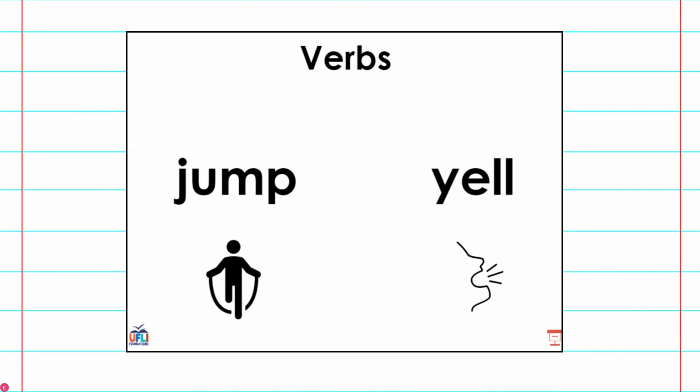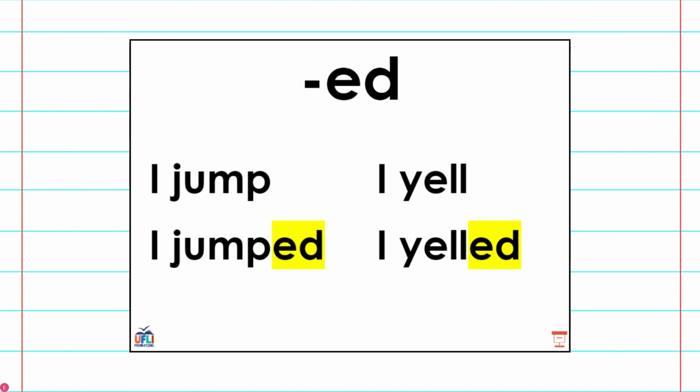A verb is an action word, or a word that tells what someone or something is doing. Jump and yell are examples of verbs. We use past tense verbs when we talk about actions that already happened. We can add the ending ed to verbs to make them past tense. I jump, I jumped. I yell, I yelled.